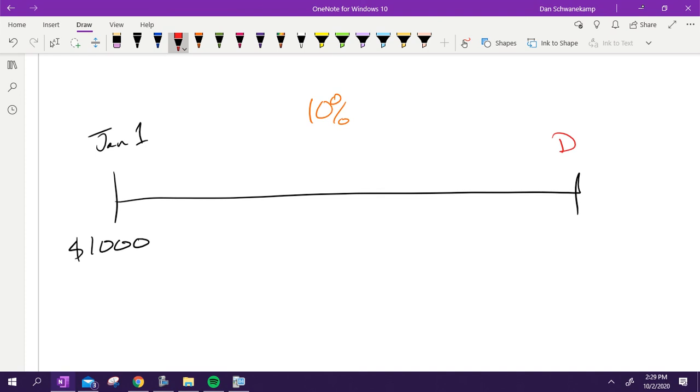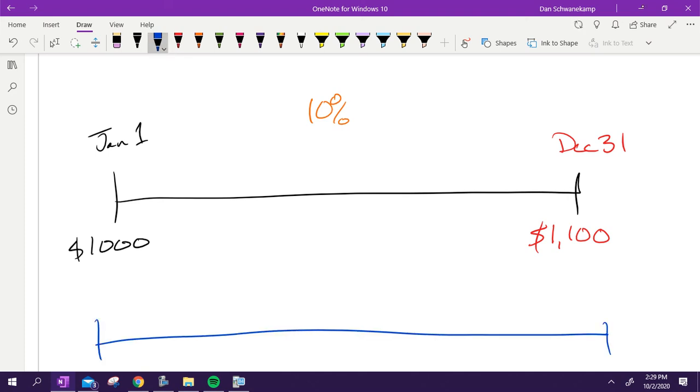That's January 1st. Let's say it's December 31st. At 10%, how much am I going to make on December 31st? How much is going to be in my bank account? $1,100. Okay, that is my 10% interest that I earned. That is earning it annually. All year long, it's $1,000. December 31st, now it's $1,100. Okay, that is compounding annually.